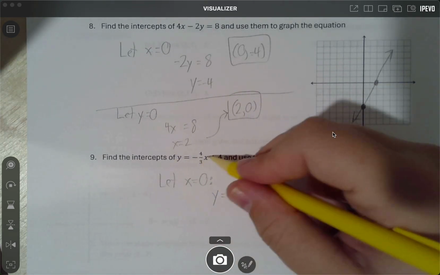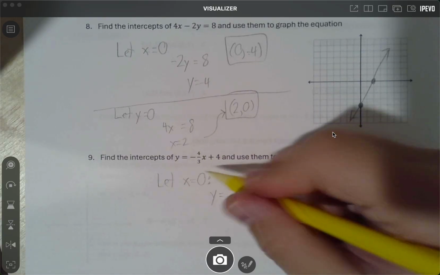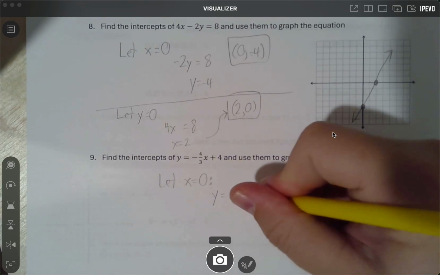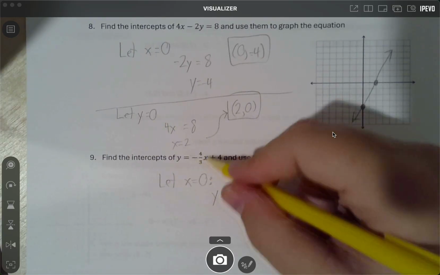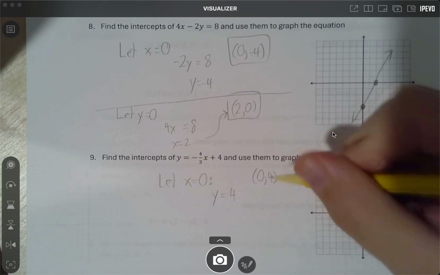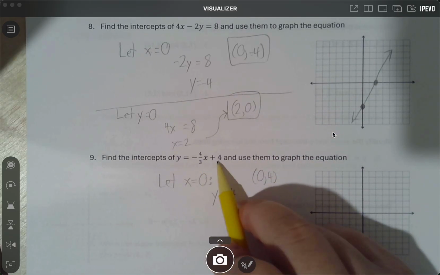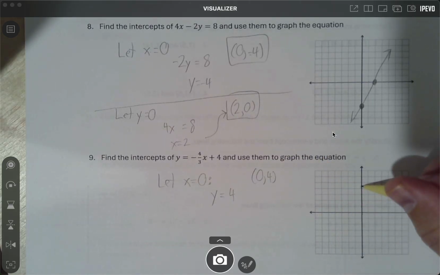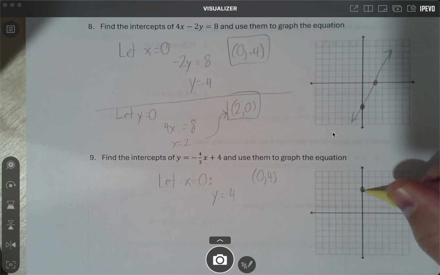But if 0 is plugged in here, well, ugly fraction times 0 is still just 0. And so y is just 4, because that whole thing goes away. And so, yeah, this is the y-intercept, 4. That's, of course, why this is called slope-intercept form, because it's sitting right there in the equation.